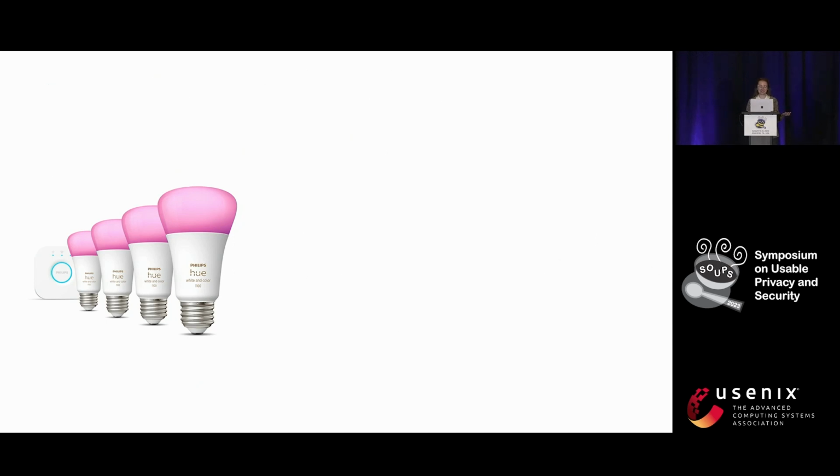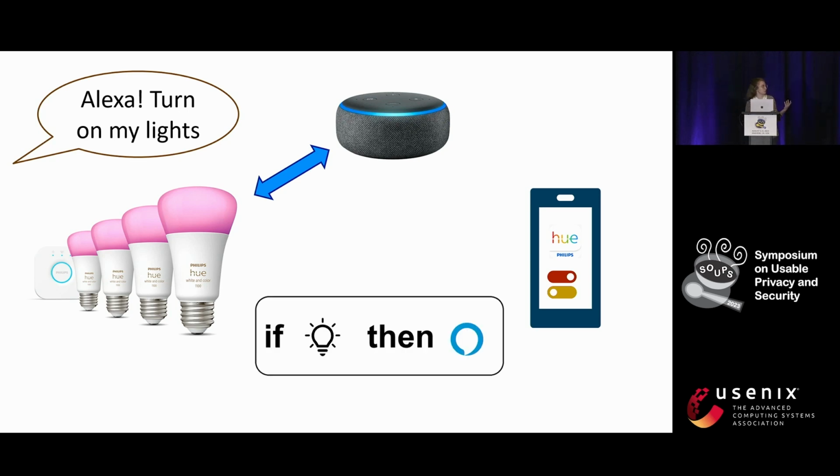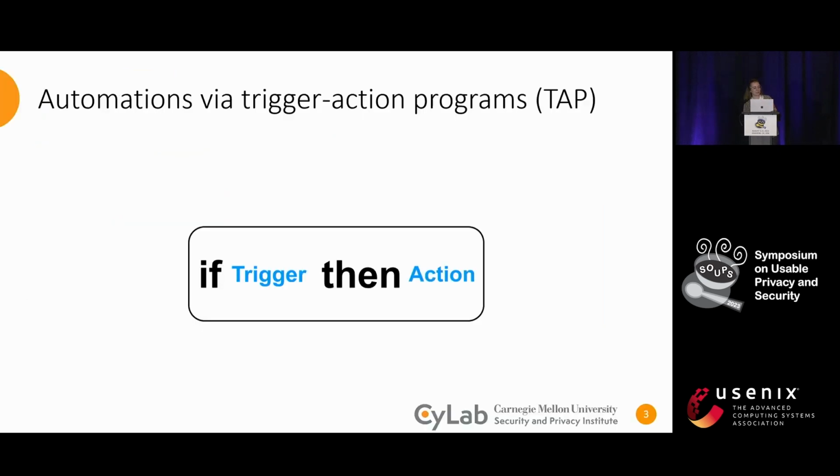Now, typically, these devices can be added to your home network for remote control or integrated into other devices for new functionality. Or you can even customize the devices with automations, which is going to be the focus of today's talk. The types of automations we're interested in are written as trigger action programs, or we can also call them TAP, where the triggering event decides when the automation runs and the action decides what the automation does.